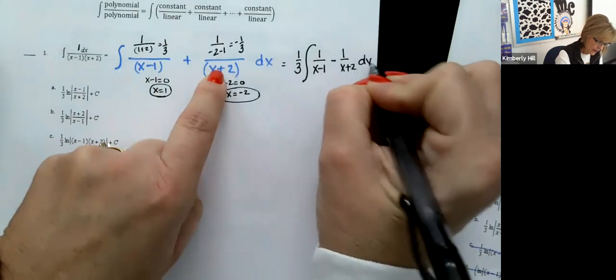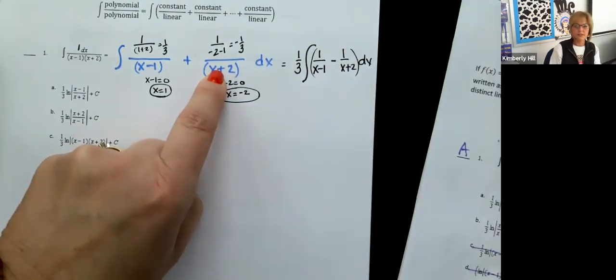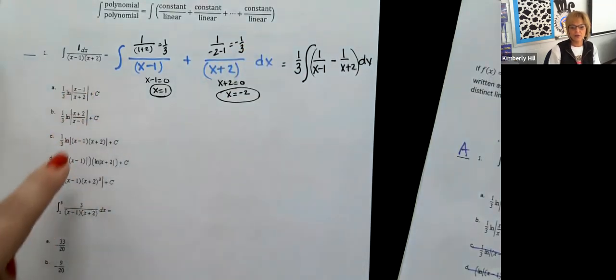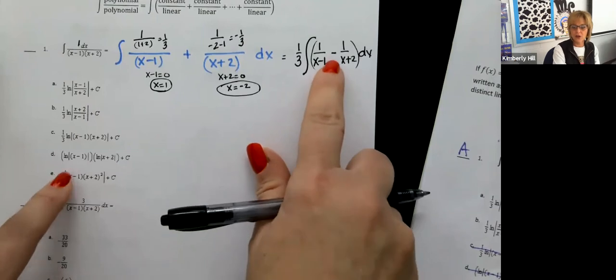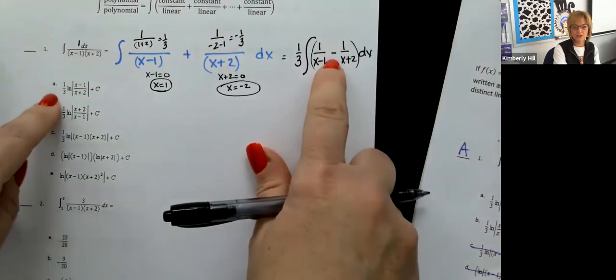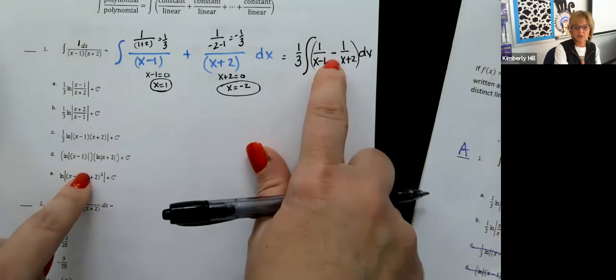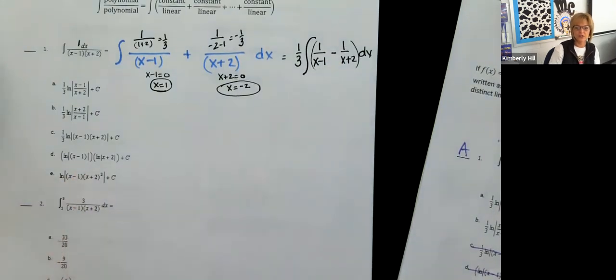Be very careful with your positives and negatives, because that's going to play a part in how the answer is written, because natural logs that are subtracted become division, multiplied become multiplication. So you have to be very careful watching your signs.